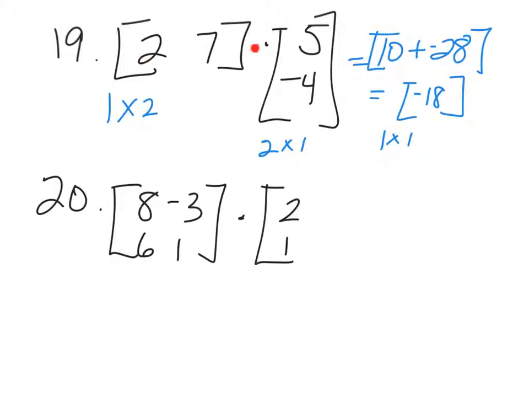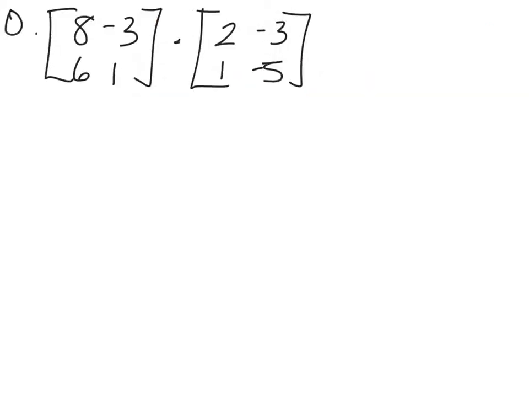So it's 2 times 5, first times first, second times second, 7 times negative 4. No matter what, this is going to give us a 2 by 2. Okay, so we go row by column. 8 times 2 is 16, plus negative 3 times 1 is negative 3. 8 times negative 3 is negative 24. Negative 3 times negative 5 is 15.